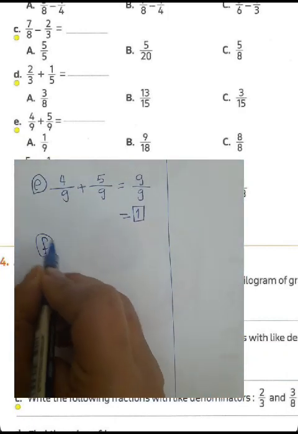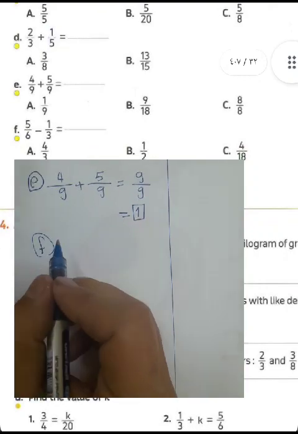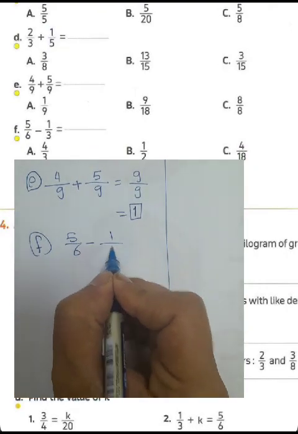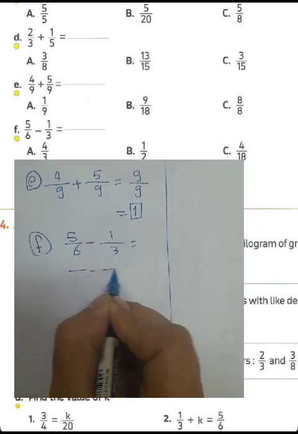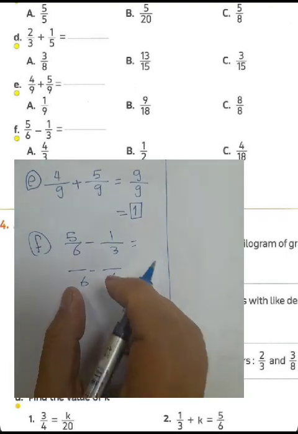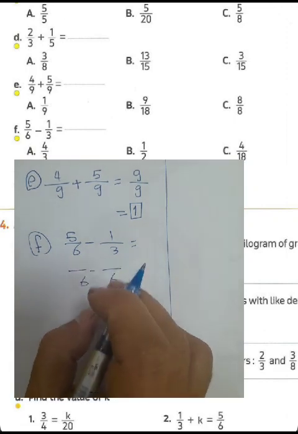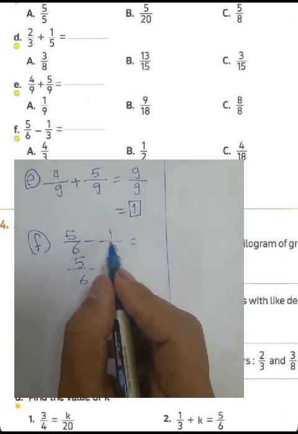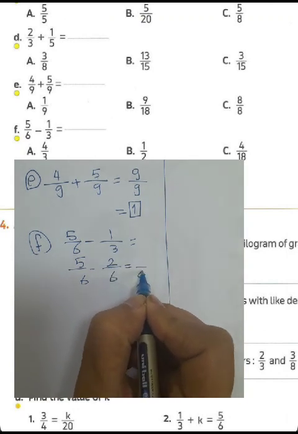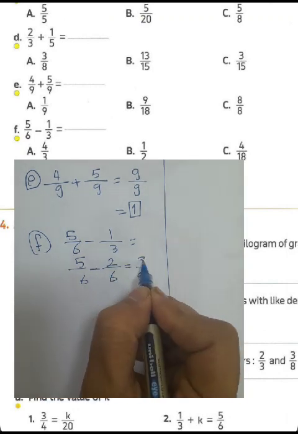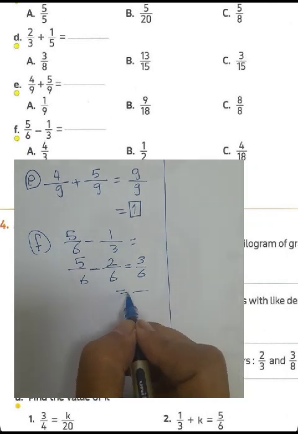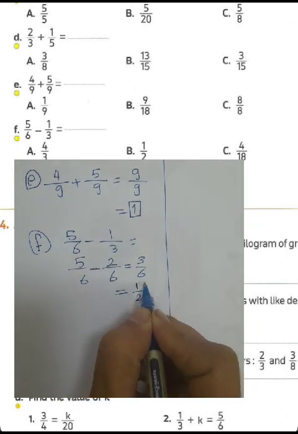Question letter F. 5 over 6 subtracted by 1 over 3. We write 6, the least common multiple between 6 and 3. And write 5 over 6. 2 times 3 equals 6. 1 times 2 equals 2. Write 6. 5 minus 2 will be 3. 3 over 6, divide the numerator and denominator by 3. 3 divided by 3 equals 1. 6 divided by 3 equals 2.